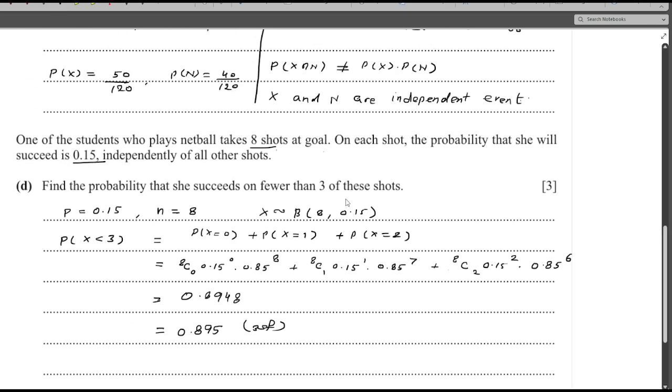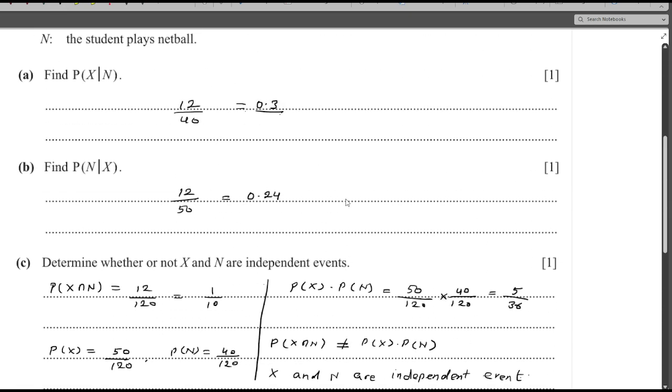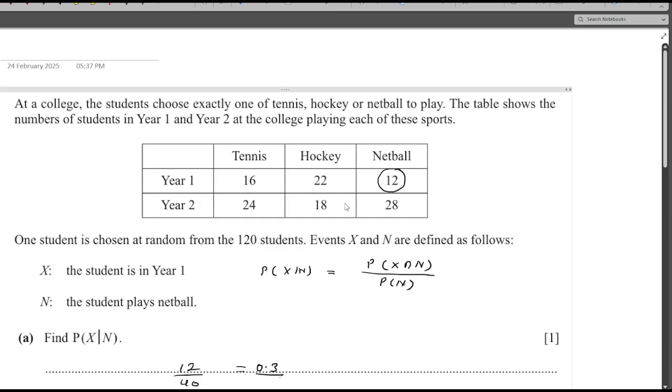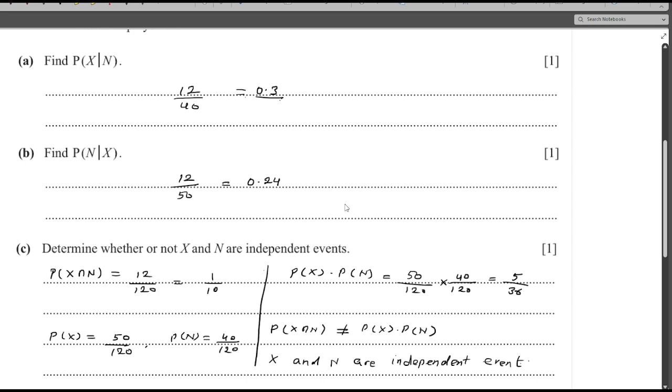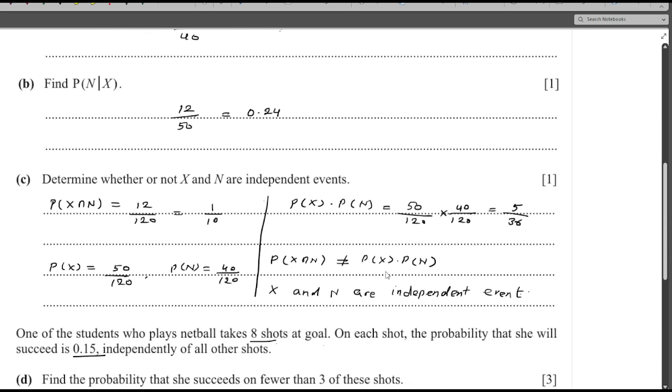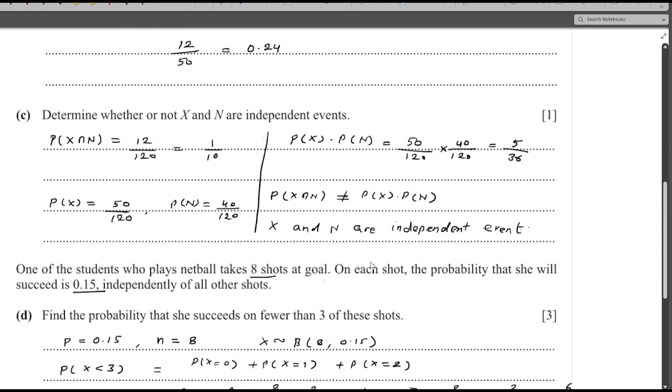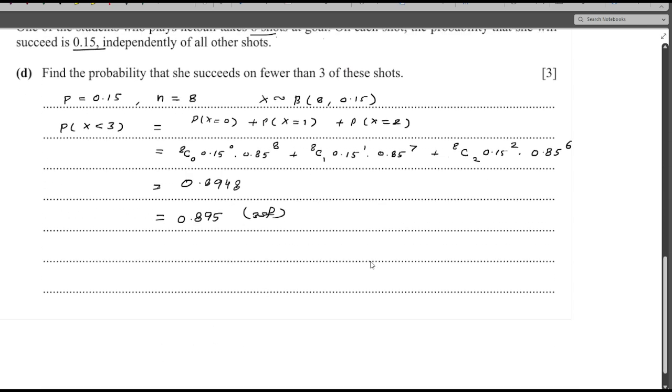So this is question number 1. Here we saw that the first part is a conditional probability, the second part is the independent event, and the third part is the binomial distribution.